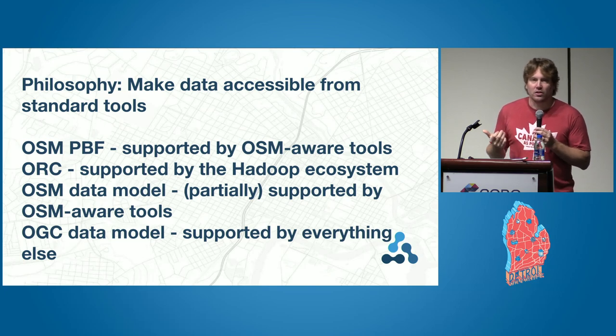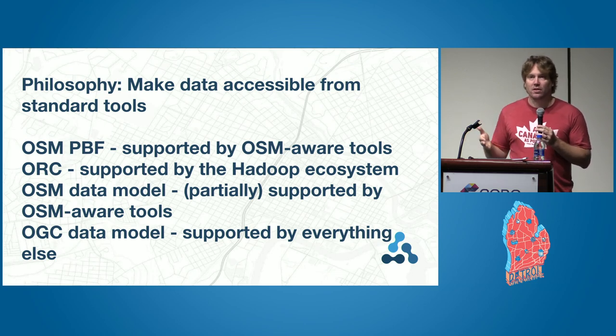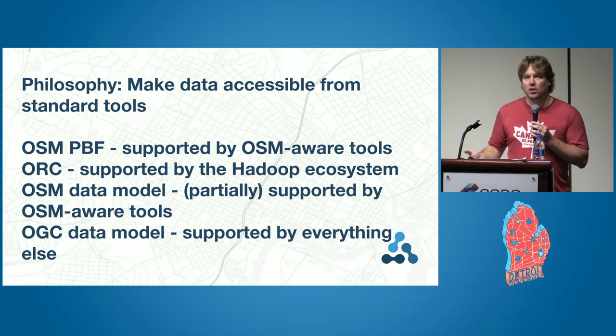And then there's also the OGC data model, so points, polygons, lines. That's totally different from nodes, ways, and relations. If we can bridge that, there are benefits to both. There are some really useful things about the OSM data model, but JTS doesn't know how to measure a relation.